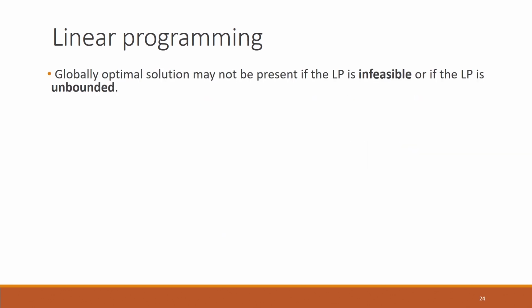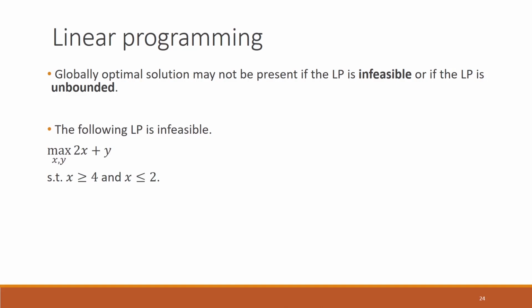Now this result rests on the condition that the linear program should be feasible, and the linear program should be bounded. If these conditions are not met, then a globally optimal solution may not be present. For example, consider this linear program which is maximizing 2x plus y, but we have the constraints x greater than or equal to 4 and x less than or equal to 2. In this case, there is no feasible solution, because there is no such x which is greater than or equal to 4 but also less than or equal to 2.